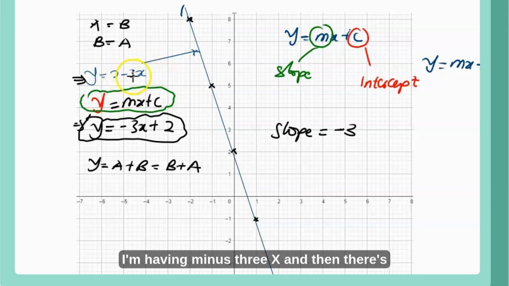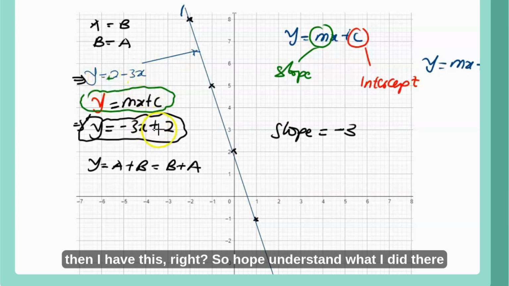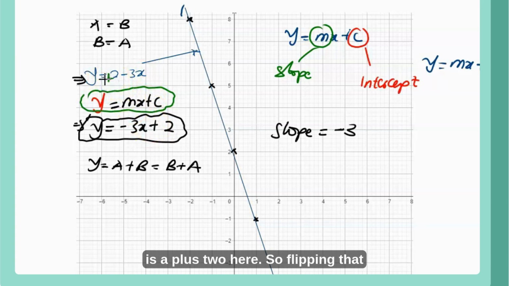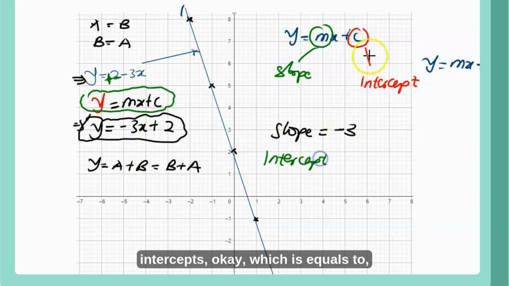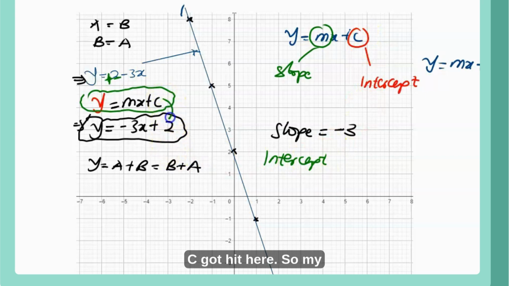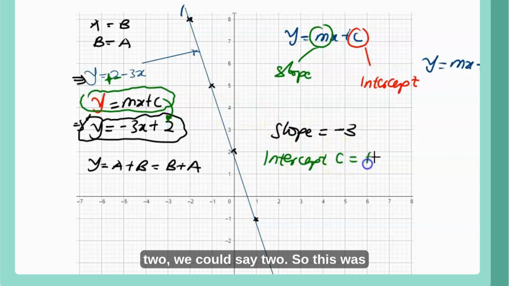So I'm having minus 3x, and then there's a plus sign here, so that plus comes over. I hope you understand what I did there. There's a plus 2 here, so flipping that, it becomes minus 3x plus 2. So my slope is minus 3, and my intercept, comparing it to this, c, is equal to plus 2. We could say 2. So this is what we just did.